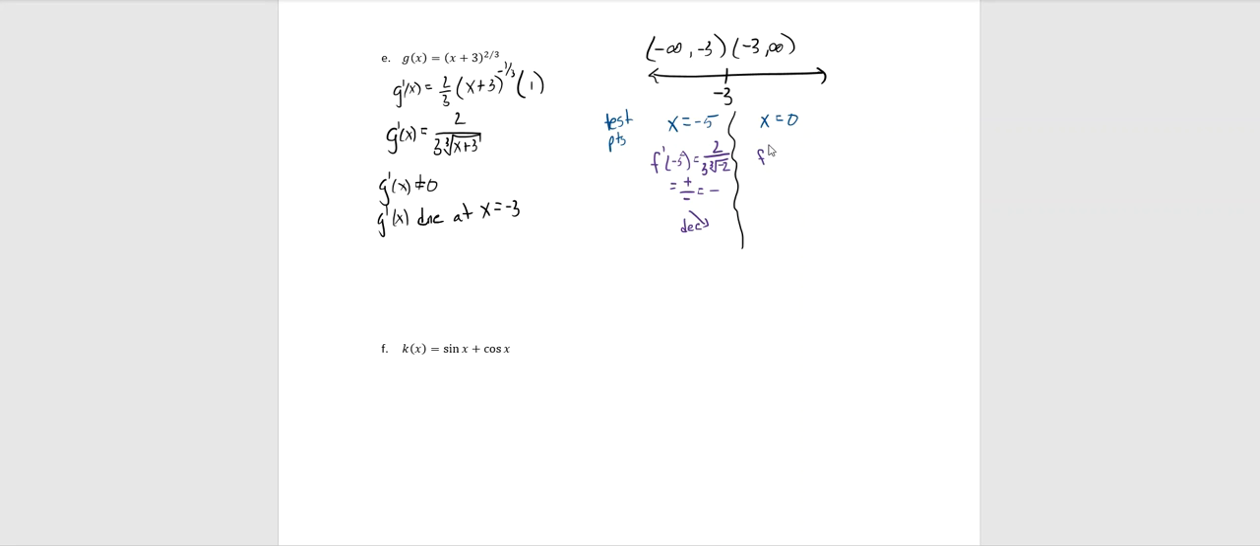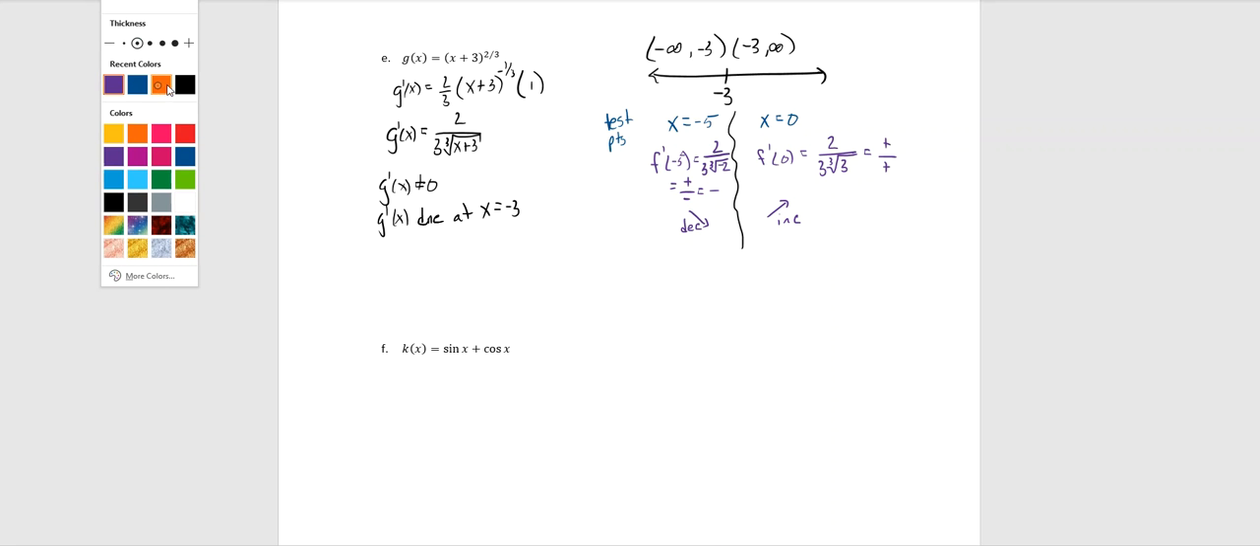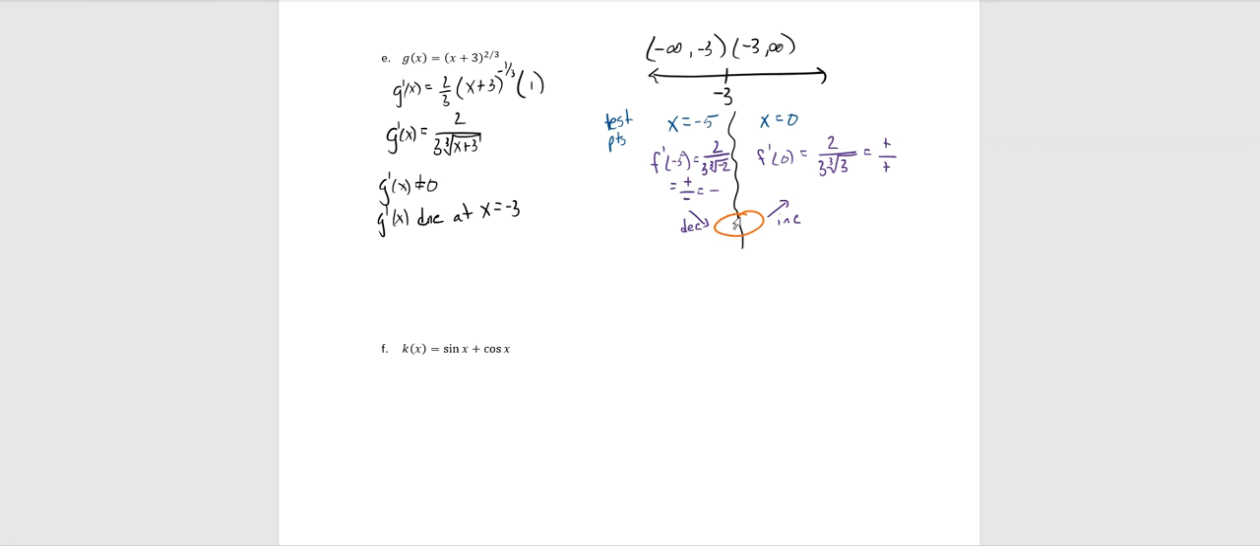Try our other test value, hoping this will be easier. This gives us 2 over 3 times the cube root. Oh, what is this? 0 plus 3. Cube root of a positive number is always positive. Positive number times 3 is positive. So we find a positive divided by a positive. And that's always going to be positive. And we're increasing. So we find that we actually do have a minimum here.